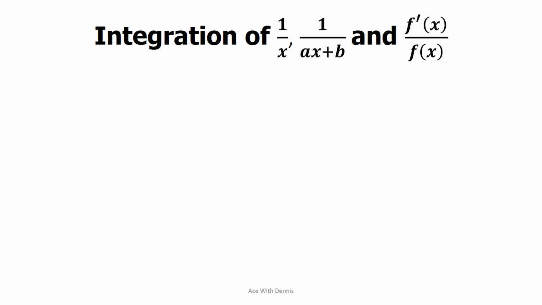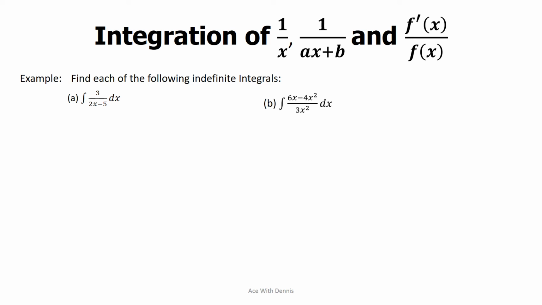Now, let's look at this example. Find each of the following indefinite integrals. A. Integration of 3 over 2x minus 5 dx, and B. Integration of 6x minus 4x squared over 3x squared dx.